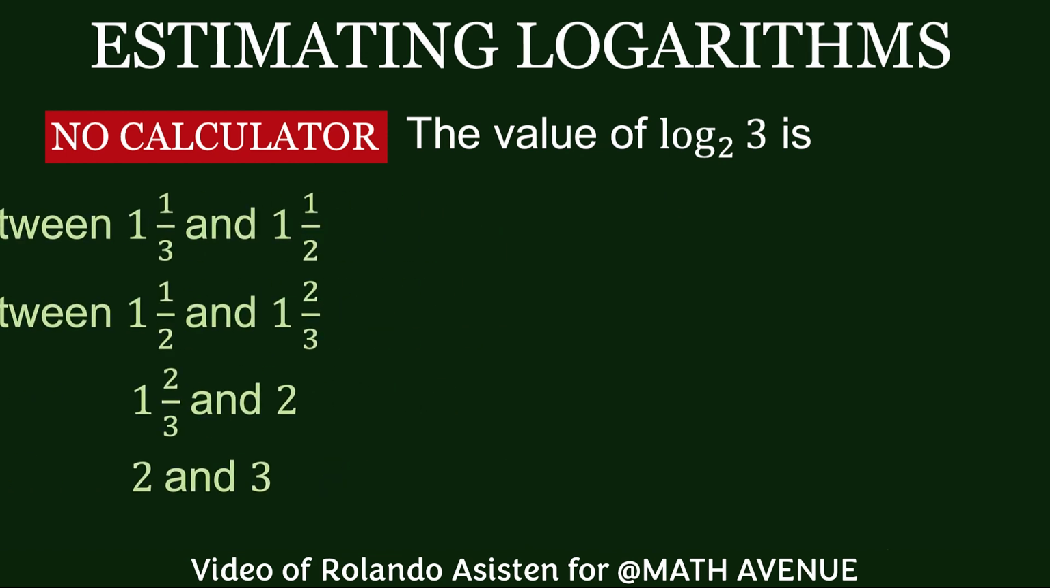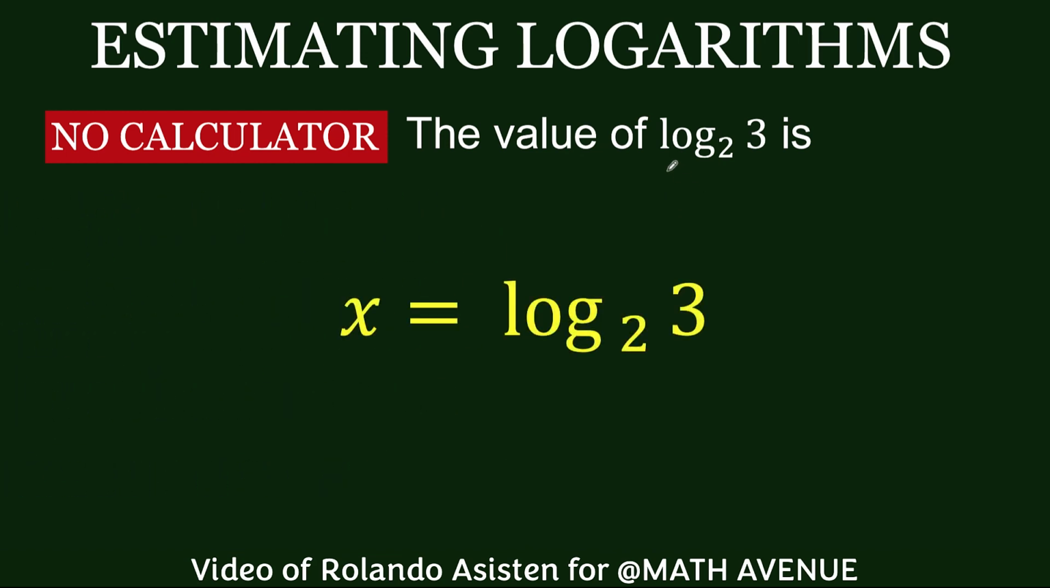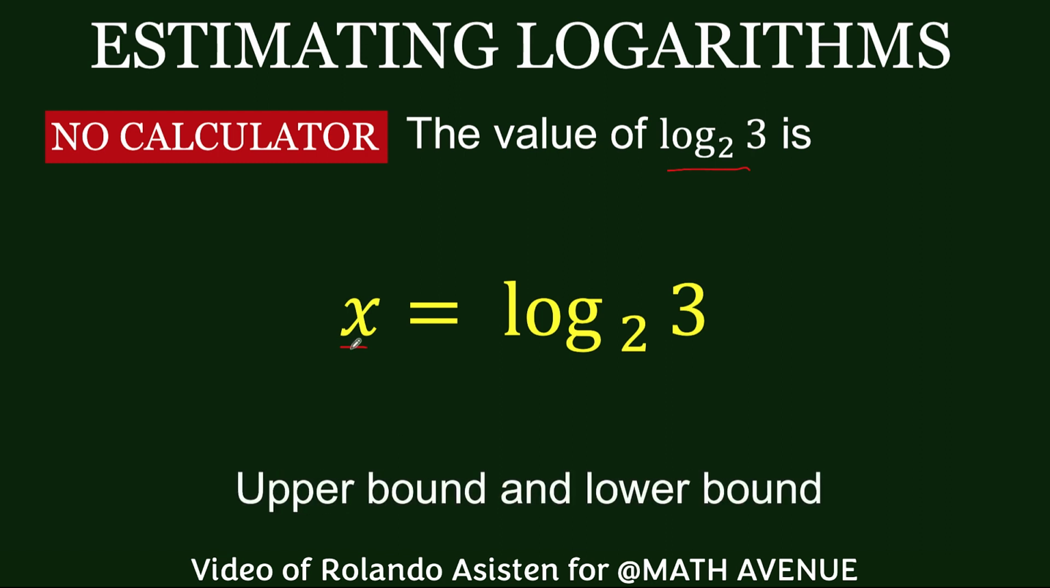Now let's solve this problem together. Let's begin by letting the value of the given logarithm be equal to x. Now, when we estimate the value of a number, we usually want to know a range of values, and let's call that range of values the upper bound and the lower bound. So we want to find a value for x from a certain lower bound up to a certain upper bound that we are sure enough to be the known extreme values of the number we are estimating.